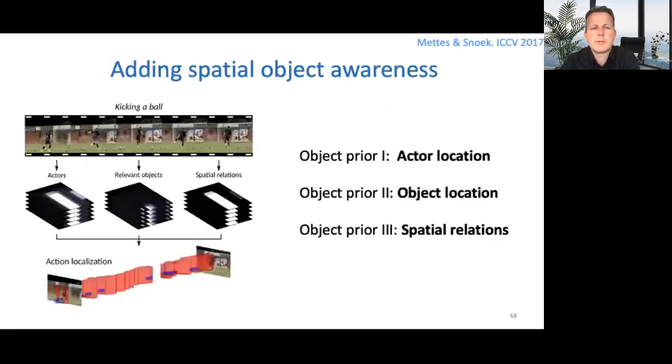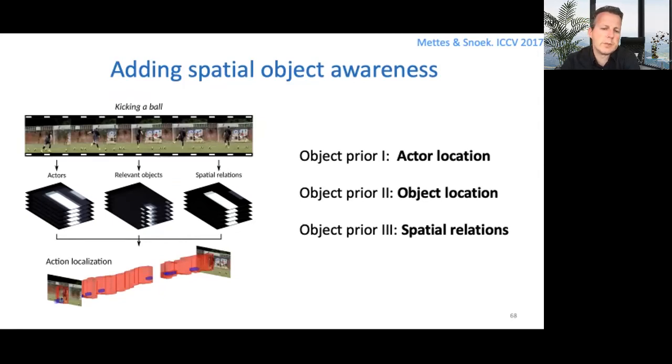We further improved upon this work at ICCV 2017 together with Pascal Mettes, where we added more spatial object awareness into the embedding for zero-shot action classification and localization. And we did so by defining what we call object priors. So our first object prior is the location of the actor. The second one is to use the location of objects, and the third one is to use spatial relationships between actors and other objects.